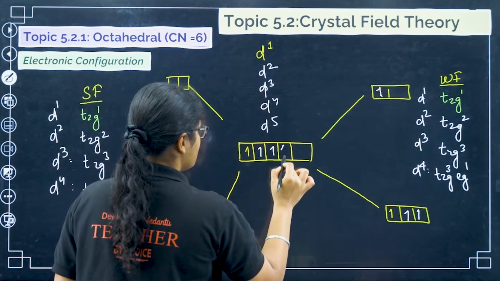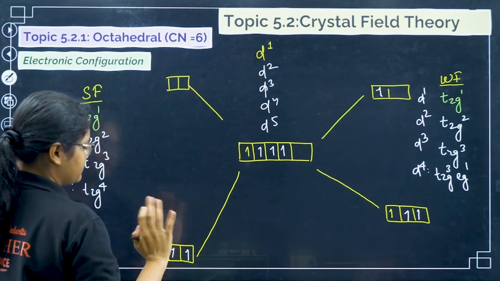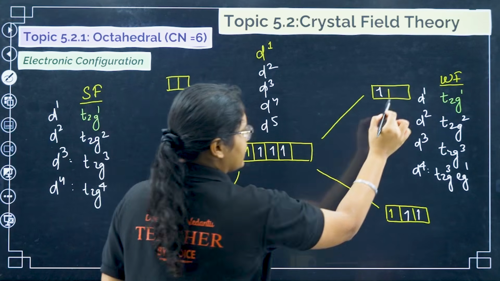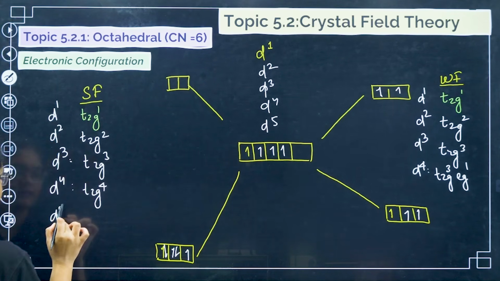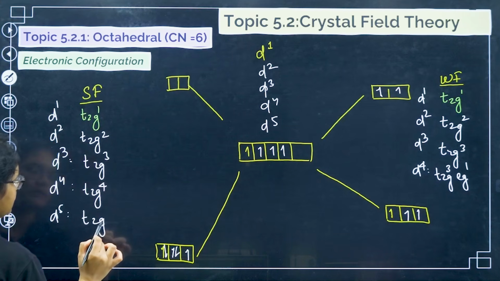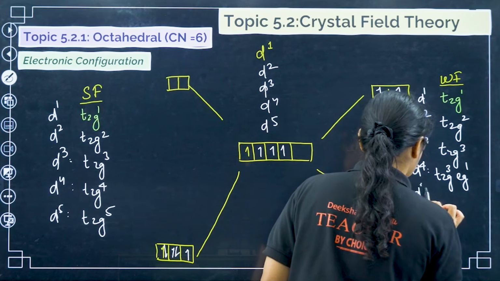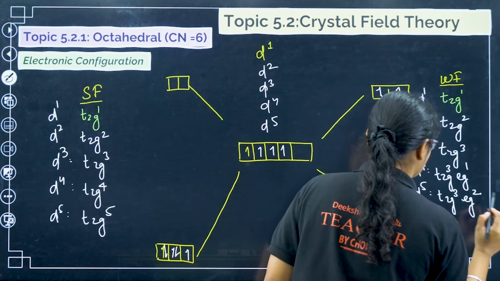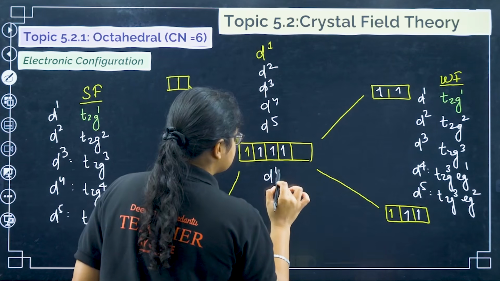Now let's move to d5. In d5 also, here you can see that it has to go to a higher energy level. Not much energy is required here, so it will pair up, and here it can go to the higher level. So what will be the d5 configuration? In case of this one it will be t2g5, and in case of this one it will be t2g3 eg2.